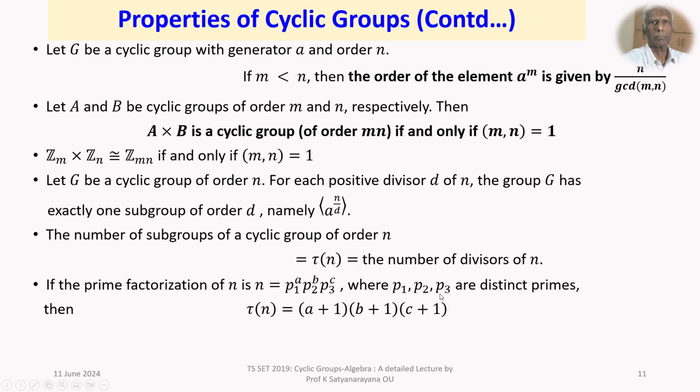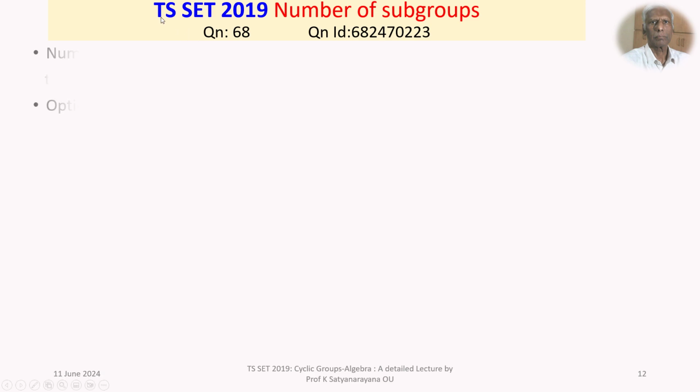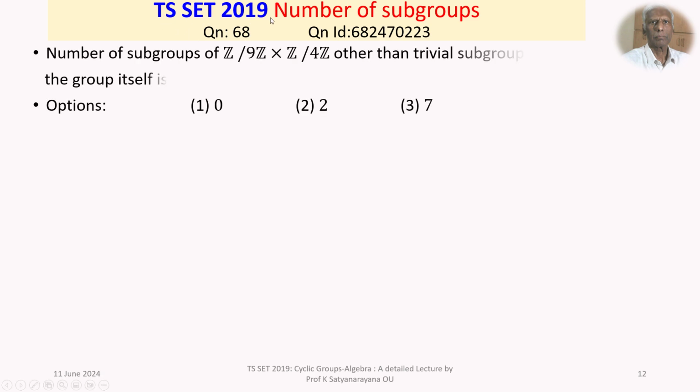As an example, I have taken 3 distinct primes. If you have 4 distinct primes, correspondingly, you have to write the corresponding result. So this is a very important question, and we will go to a question that has come in the TS set 2019. It is about the number of subgroups. This question bears the number 68, and the question ID is this one.